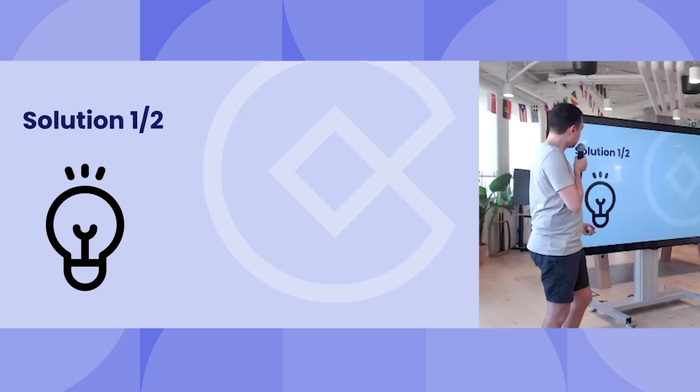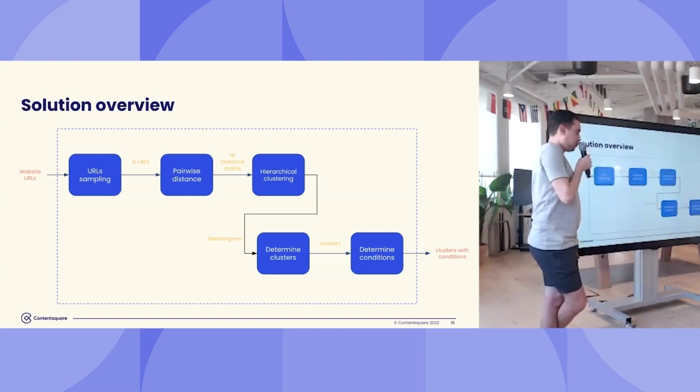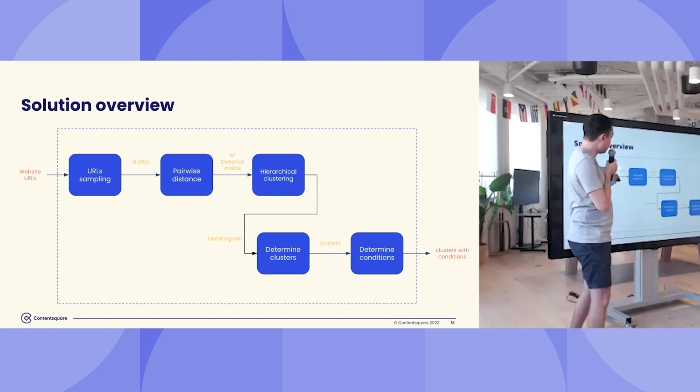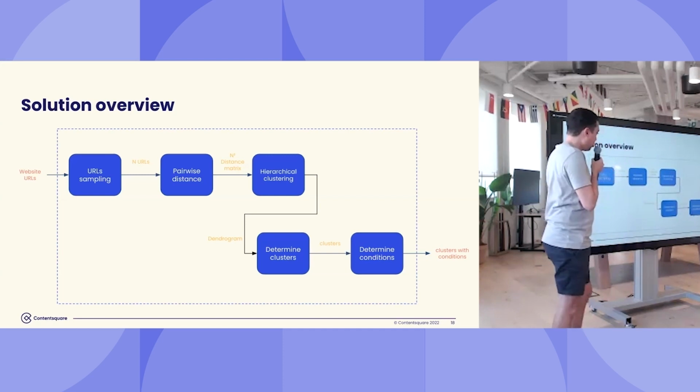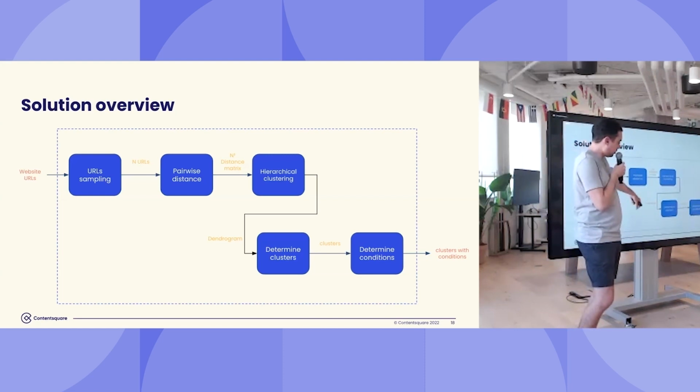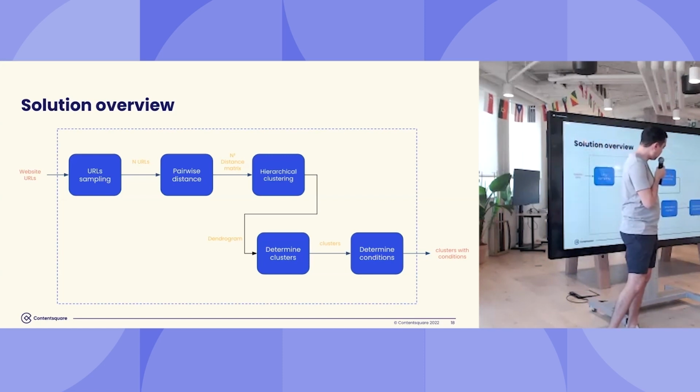So the solution is the following. We have the URLs of all the websites. We sample them in order to have n URLs, where n equals 1,000 in everything that follows. We apply a pairwise distance metric using a URL distance, then hierarchical clustering, which gives a dendrogram. We find a way to determine the clusters from the dendrogram, and apply something to find conditions, so that at the end we have clusters with conditions.